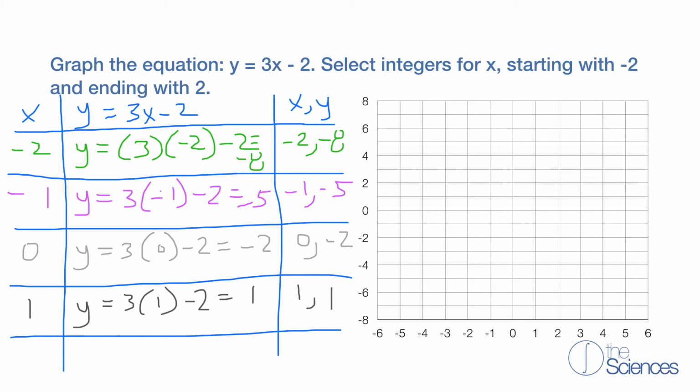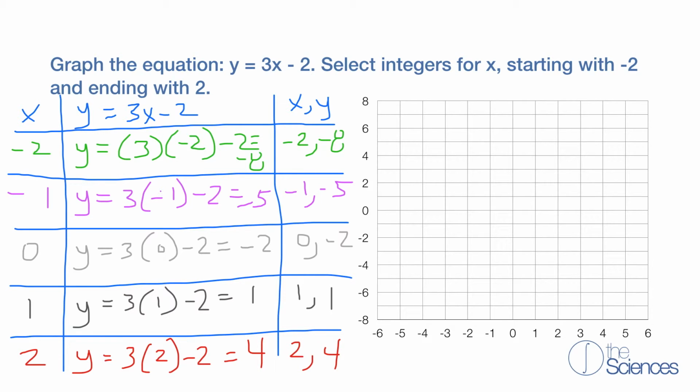Now lastly, we're going to find our plot when x is 2. So to find our y coordinate, we're going to substitute 2 for x. So we have 3 times x, or 3 times 2, minus 2 equals 3 times 2 is 6, minus 2 is 4. So we have a coordinate of 2 and 4.